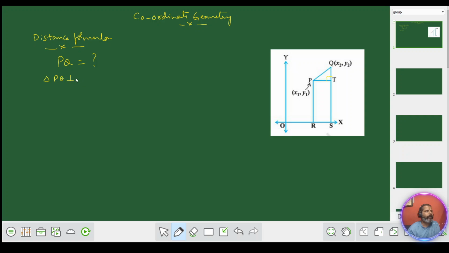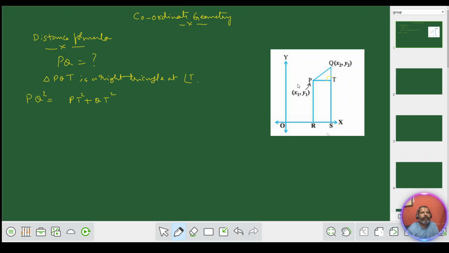Triangle PQT is a right triangle at angle T. Okay. And since it is a right angle triangle, we can apply the Pythagoras theorem here. So let's see. PQ square is equal to PT square plus QT square. What is PT and QT here?